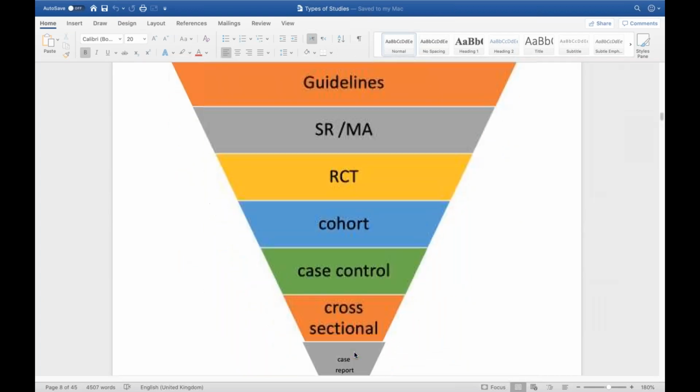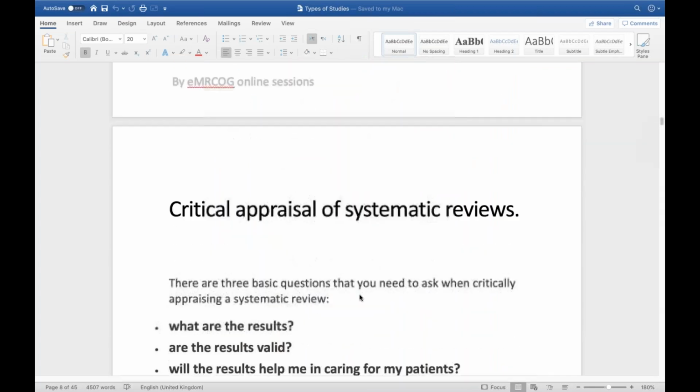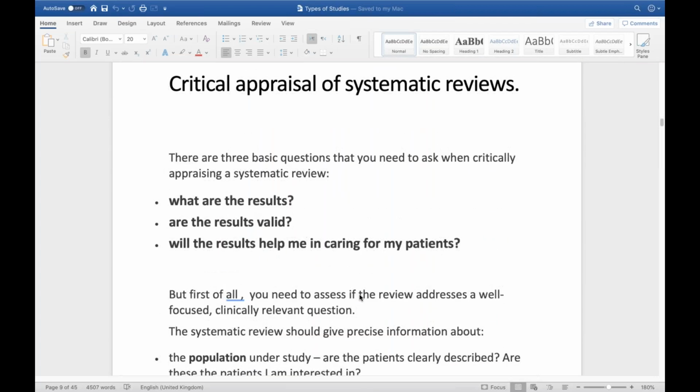Okay, so is everybody happy with this classification and this grading according to the strength? Okay, critical appraisal. So let me stop here and ask you.